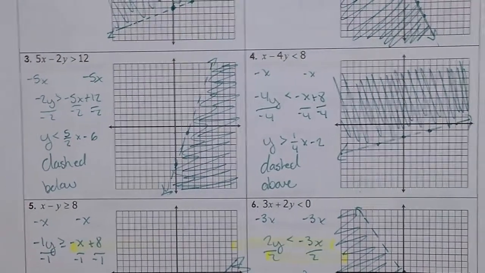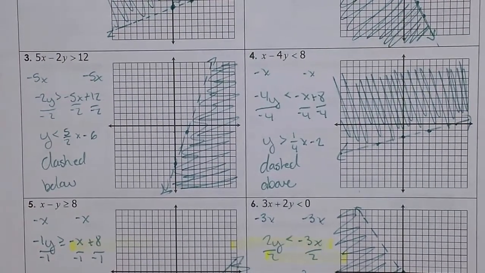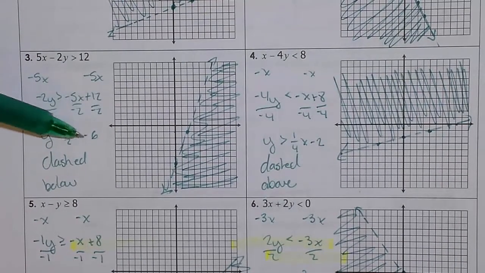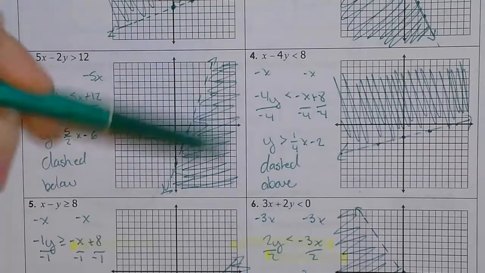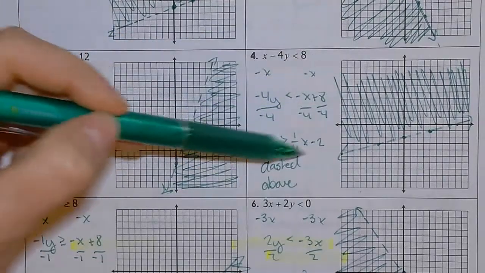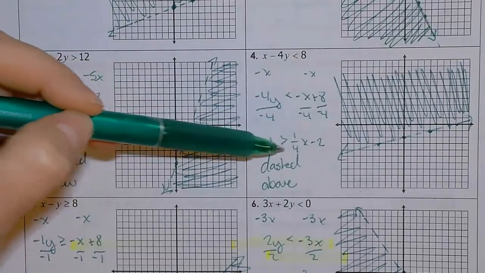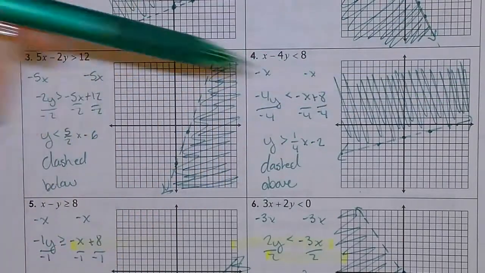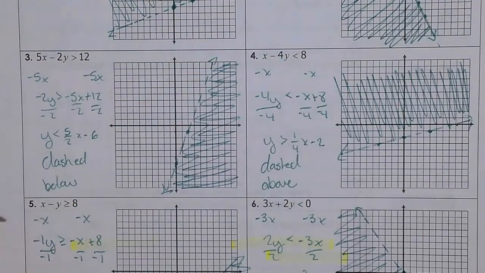So just take a quick peek and see if you did them correctly. For 3, you should solve and get y is less than 5/2 x minus 6. It's a dashed line. You shade below. For 4, when you solve it, you end up with y is greater than 1/4 x minus 2. Shade above, dashed line.